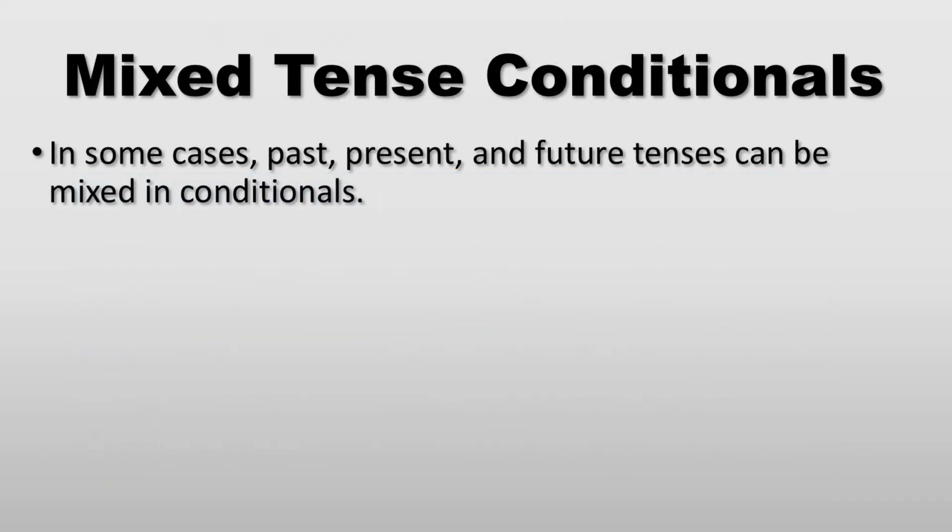Up to now, we have seen some set rules about conditional tenses. But sometimes we can mix past, present, and future verb tenses when creating sentences with conditionals. Let's look at some examples.